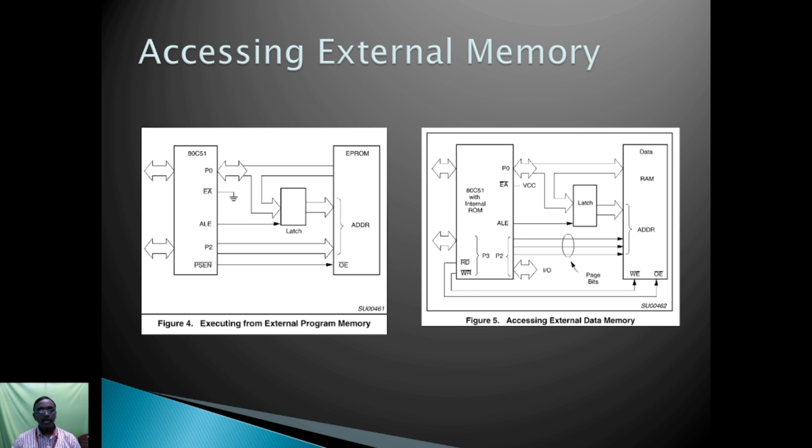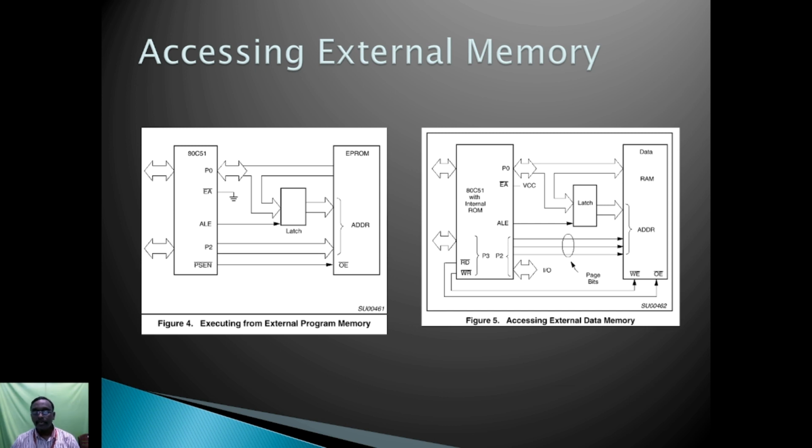So next one is accessing external memory. When we are accessing external memory with the microcontroller, that is 8051, this is the block diagram. This is the 8051 block diagram. That is ALE, port 0 and port 2. So these are the address and data bus. Next, we are latching with the EEPROM. EEPROM is a programmable memory, executing from external program memory.